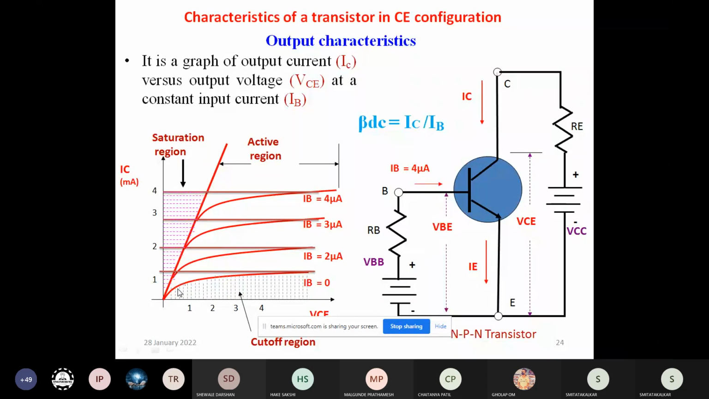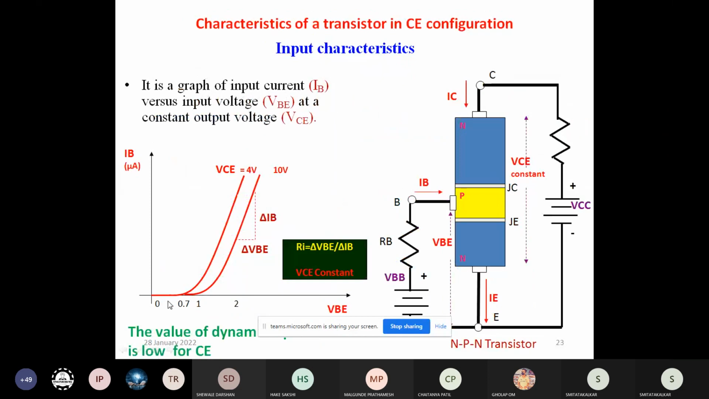When VBE is 0.7 volt, the transistor turns on in forward bias, and then current flows through the circuitry. VCE is reverse biased. With the input current IB constant, as VCE increases, the collector current IC also increases. And this 0.7 volt is required.